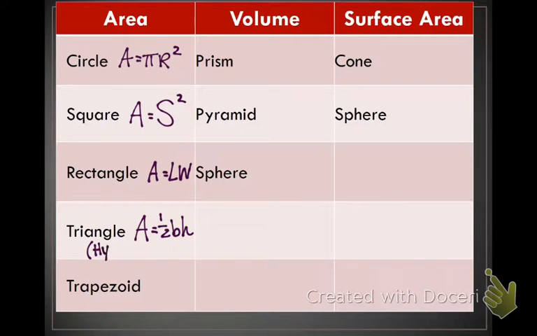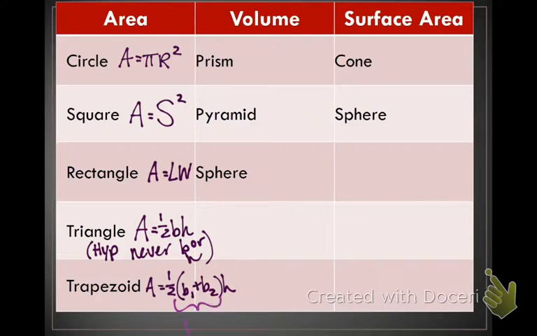Keep in mind the hypotenuse is never the base or the height. Is it ever used? No, unless you're trying to find the other side in a right triangle. That's pretty much it. And then a trapezoid: 1/2 B1 plus B2 times h. B1 and B2 are very special because they're parallel.